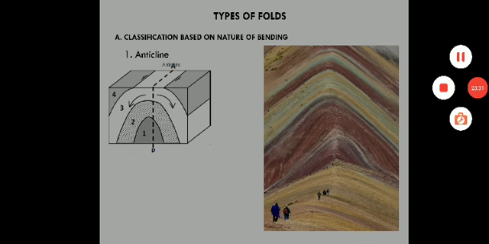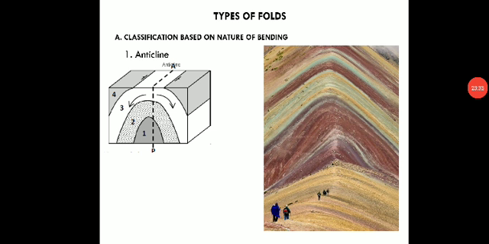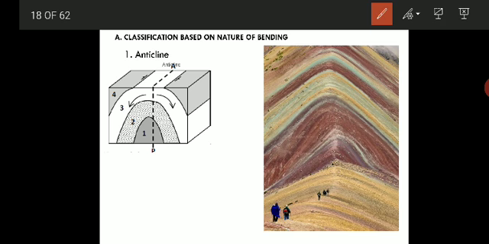Then we'll discuss the different types of folds, which is again a very important question from exam point of view. The different types of folds or classification of fold. So the first classification is based on the nature of bending, how the rocks have bent. So the first is anticline fold.